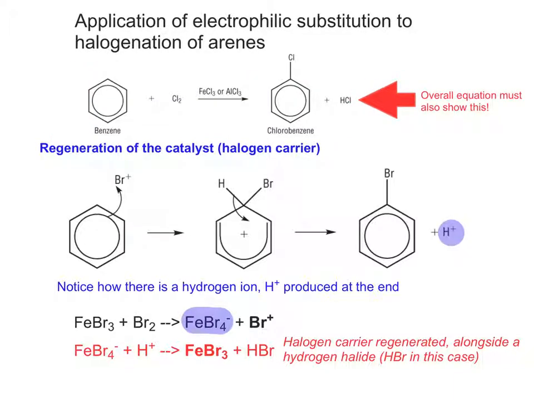Now if we get the overall equation that we looked at earlier, it must also show the HBr or the HCl, or the hydrogen halide, as I've mentioned. It's really, really important that you have the correct products, as in two of them. Okay, so I think now it's time to try a quick exam question on this.